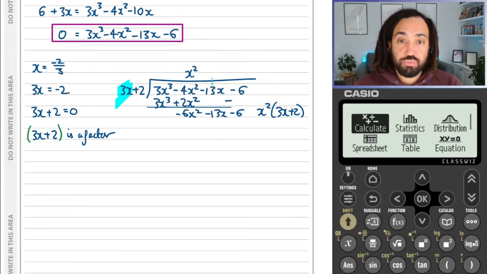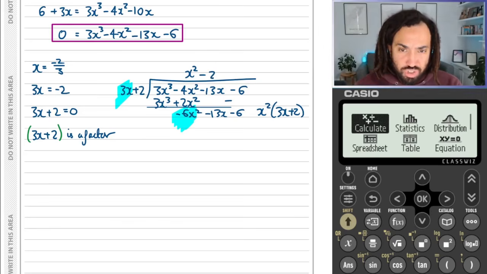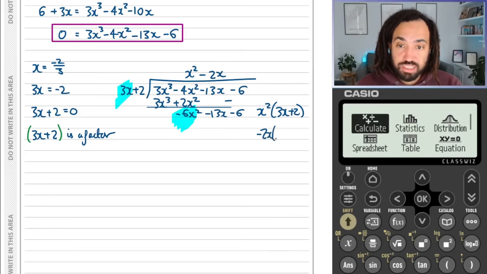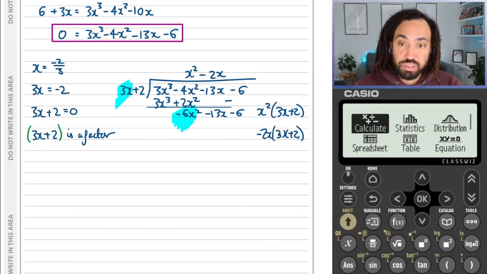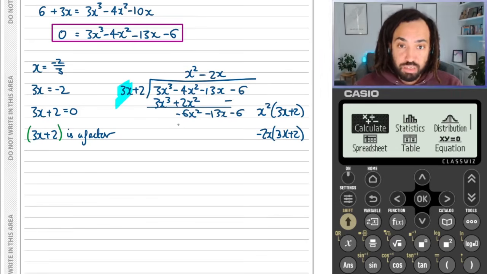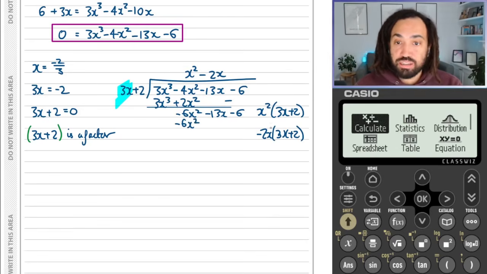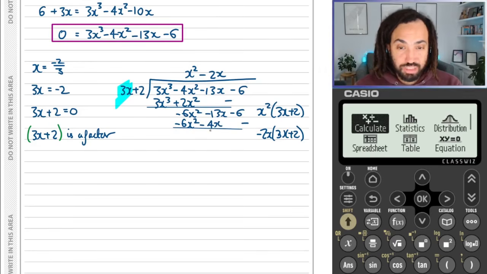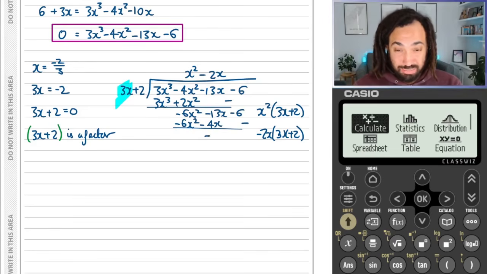Then we do the same thing, we look at the lead term, which is this, and we divide it by 3x, and that gives minus 2x. Yep, that's right. And then over here we do minus 2x and we multiply it by 3x plus 2. So that gives minus 6x squared, and then minus 2x times 2 is minus 4x. Draw a line under and we subtract. So minus 13 minus minus 4 is minus 9.